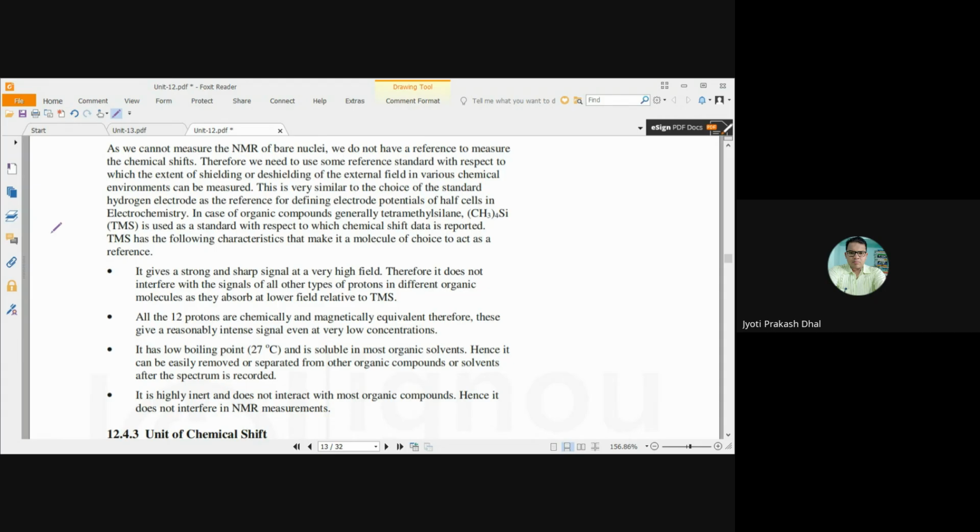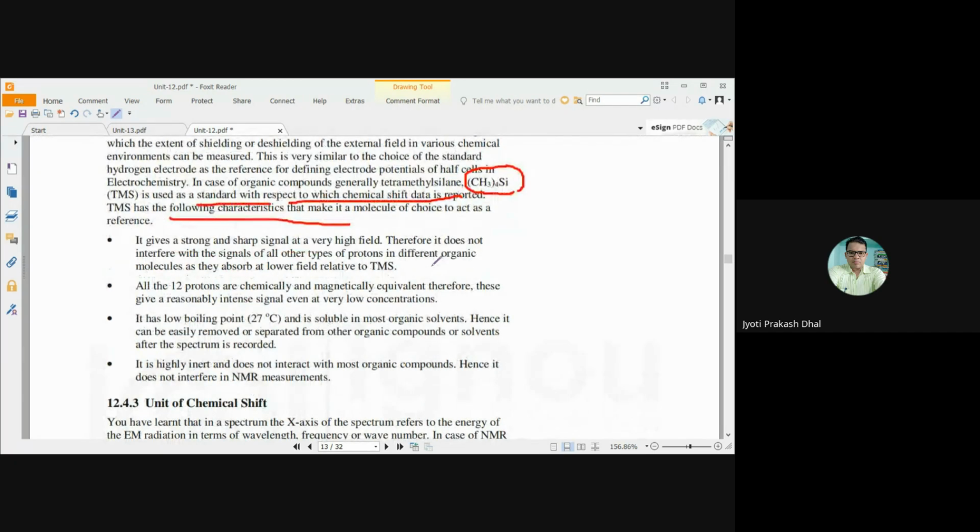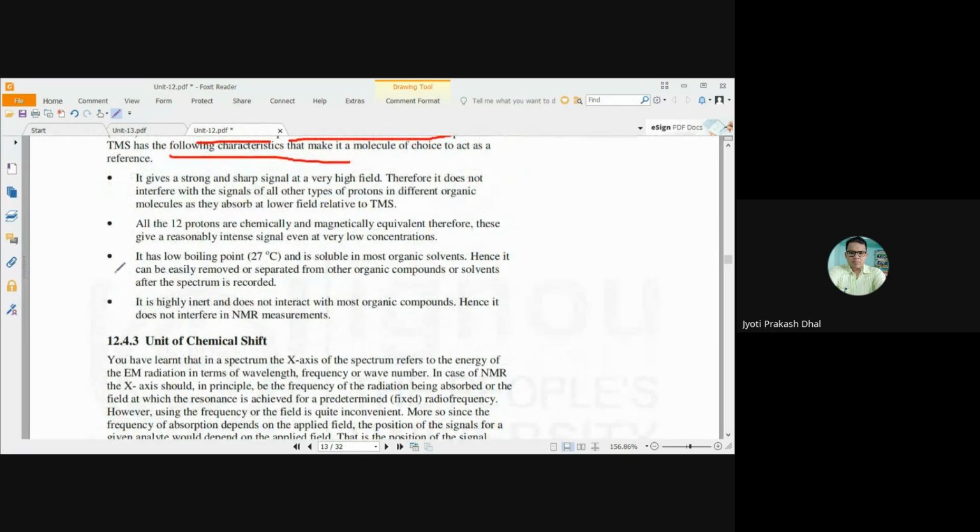In a similar way, in the case of organic compounds, generally tetramethylsilane, that is (CH3)4Si, called tetramethylsilane or TMS, is used as the standard with respect to which the chemical shift data are reported. The TMS has the following characteristics that make it the molecule of choice as a reference. So these are the characteristics of TMS, and that's why tetramethylsilane is used as a reference material for measuring the chemical shift.